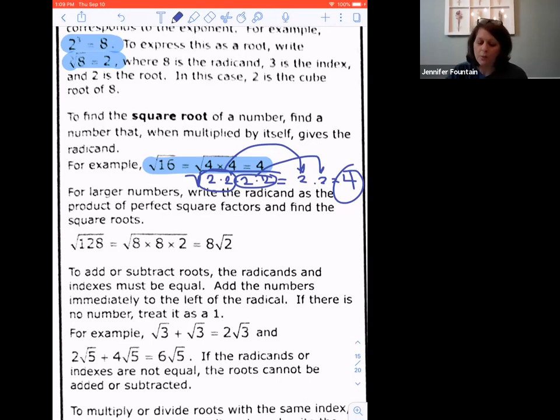Okay, so like with 128, had they done perfect squares first, you would have 2 times 64. 64 would be 2 times 32. 32 would be 2 times 16. 16 would be 2 times 8. 8 would be 2 times 4, and 4 would be 2 times 2. So we have a whole bunch of 2's here, okay?